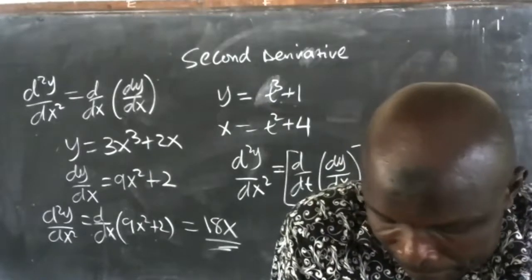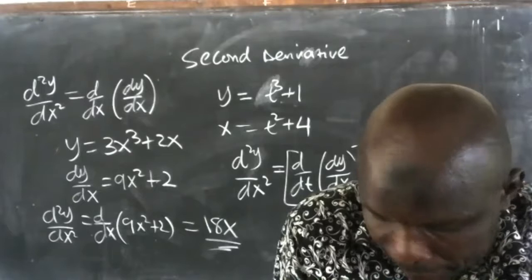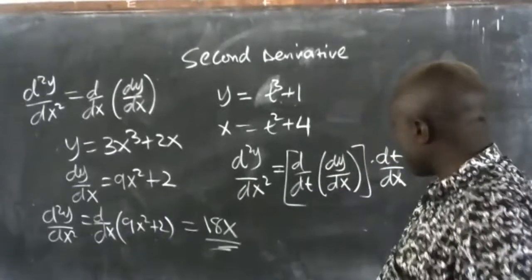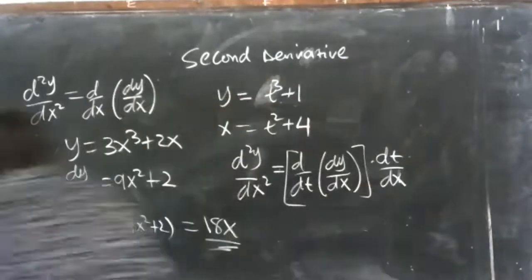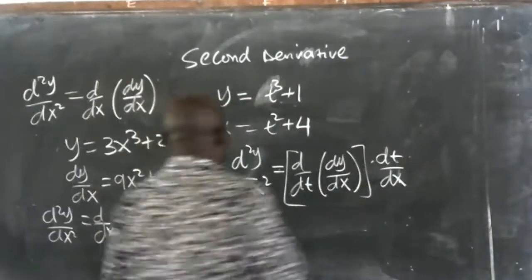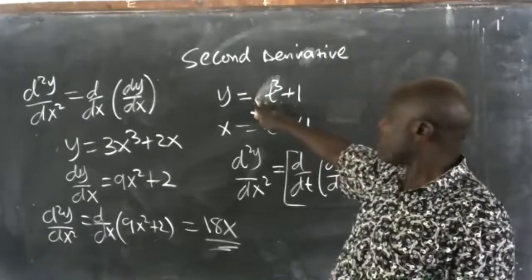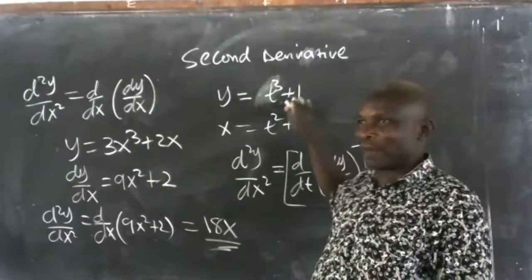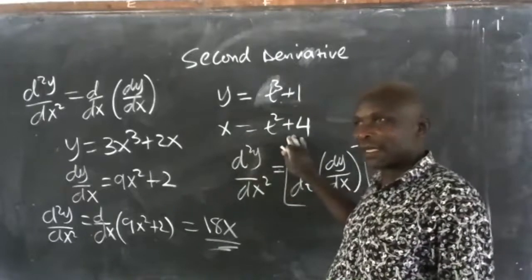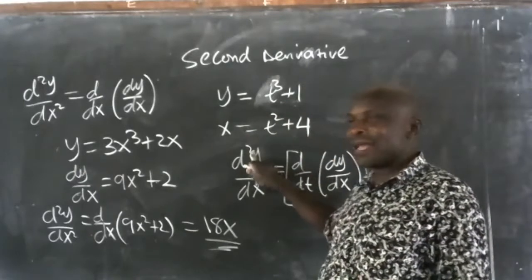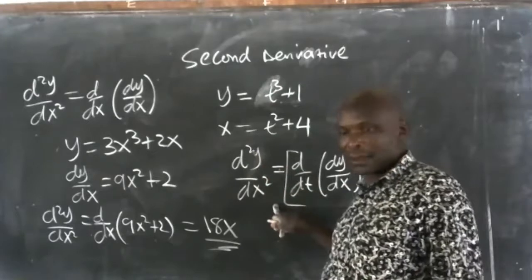Excuse me, teacher. And the second example, how do we get that thing that's in the bracket? We are now going to work on it in PowerPoint. I was saying that in case y is defined in terms of a parameter t, and also x in terms of t, and I want to find d squared y over d x squared.